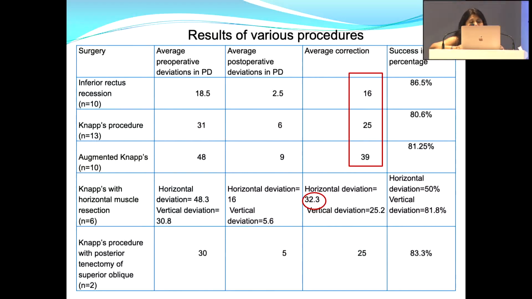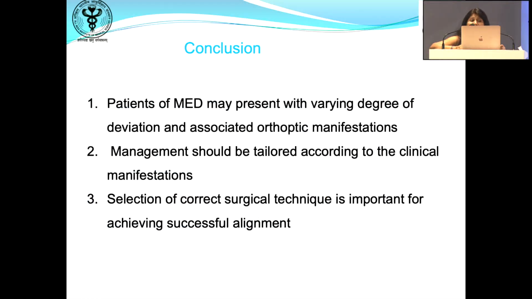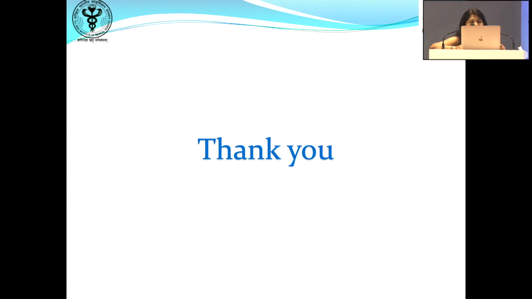And that's what we advocate, that whenever you have a horizontal deviation which is less than 30, you can do a single muscle resection and not recess the other muscle. So to conclude, patients of MED may present with varying degrees of deviations and may be associated with different orthoptic manifestations. And management should be tailored according to the clinical manifestations, depending on which we can choose the surgical technique, which is very important for achieving useful alignment. Thank you.